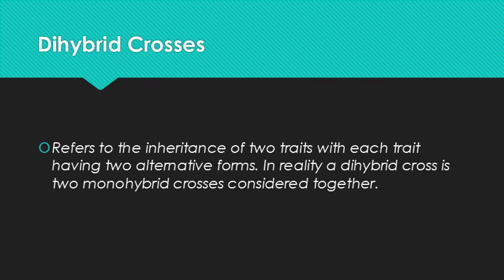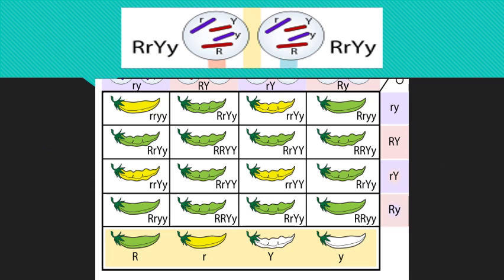So just introducing you to our new topic for this week, it's dihybrid crosses. So we were looking at monohybrid crosses, which is 1 trait. We're now looking at 2 traits in which both traits have 2 alternative forms. So this is dihybrid, 2 crosses. So in reality, it's just 2 monohybrid crosses considered together.